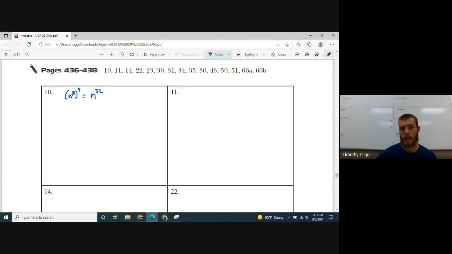Which should make sense because n to the power of 8 to the power of 4 would be n to the power of 8 times n to the power of 8 times n to the power of 8 times n to the power of 8, because there's 4 of them multiplied together. And what do I do with these 8s? Well, I would add those, right? And that's what gives me n to the 32, right? The shortcut is just to multiply. So when you see a power to a power, we multiply those powers.